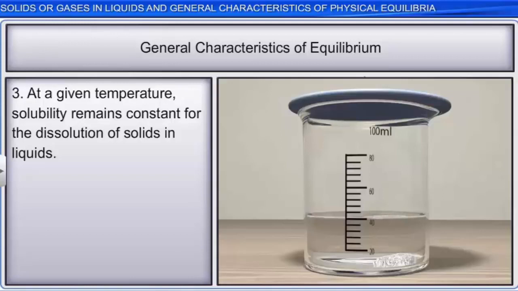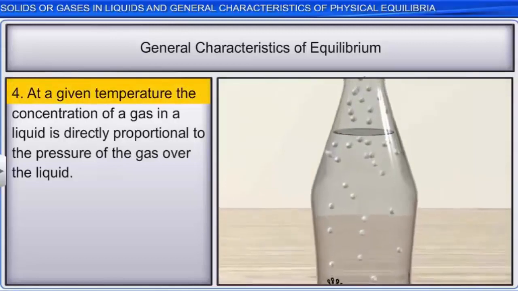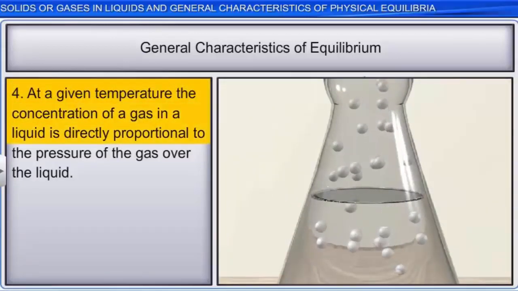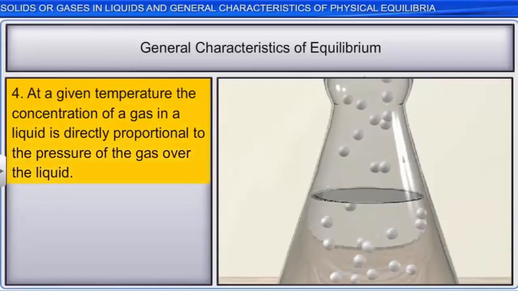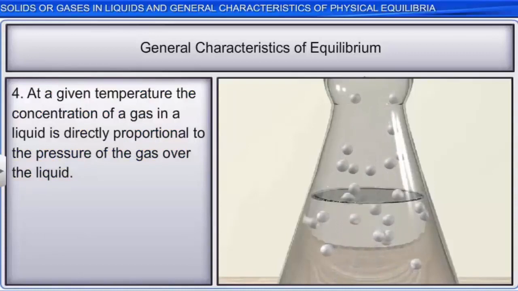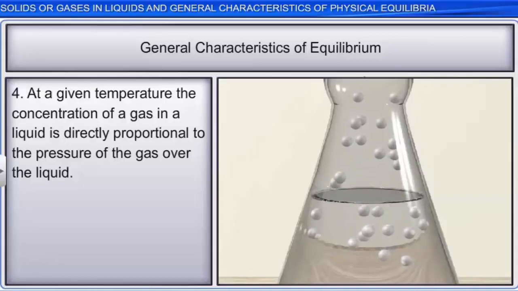At a given temperature, the concentration of a gas in a liquid is directly proportional to the pressure of the gas over the liquid. For example, the concentration of carbon dioxide in water at equilibrium is directly proportional to the pressure of the gas over the liquid.